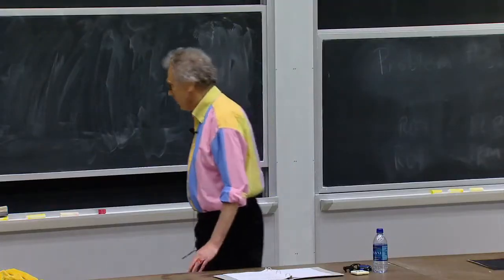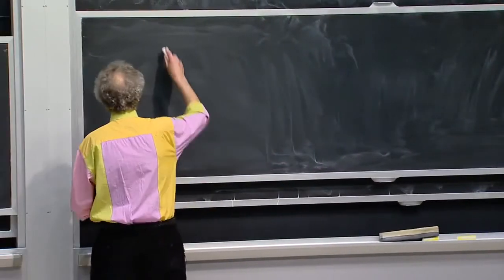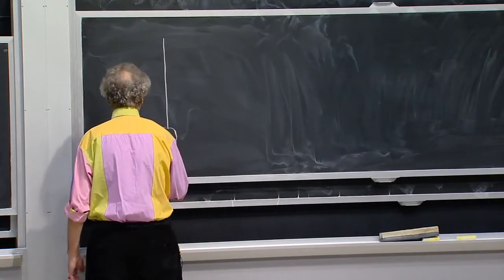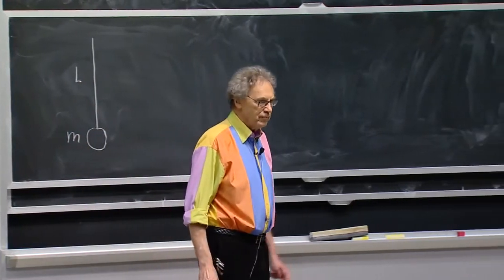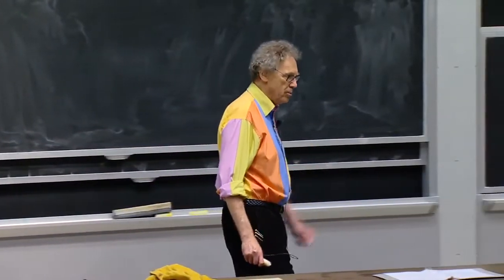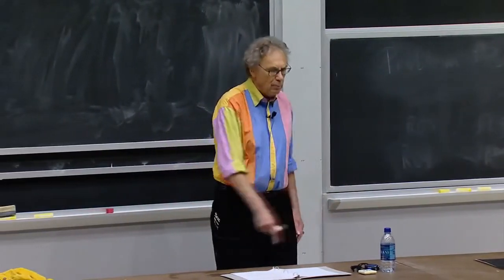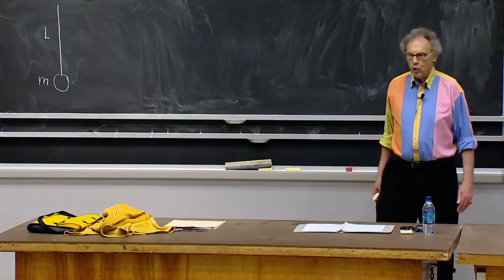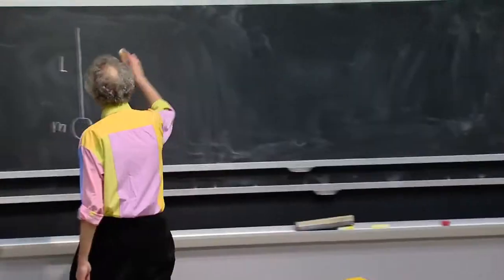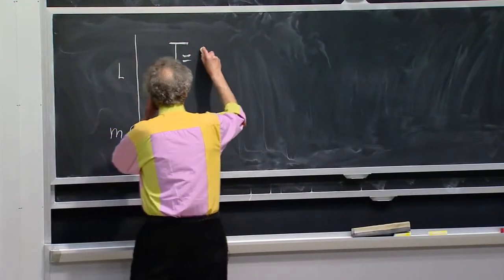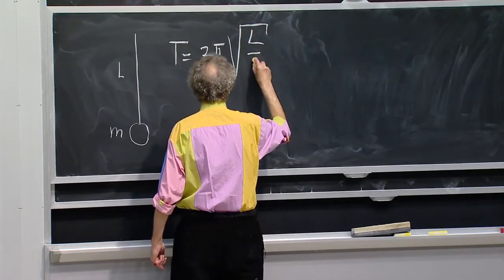If you have a pendulum, this is a pendulum, mass m, length L, then you can derive, which I do in class, but I won't bore you with that, how long it takes for the pendulum to make one complete oscillation. And we call that the period of the pendulum. And I derive in class that that period equals 2 pi times the square root of L over G.